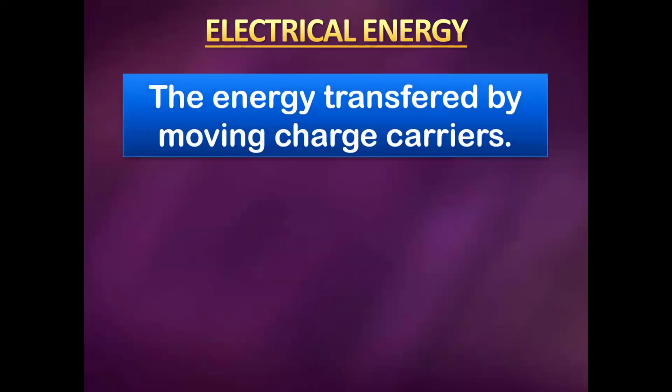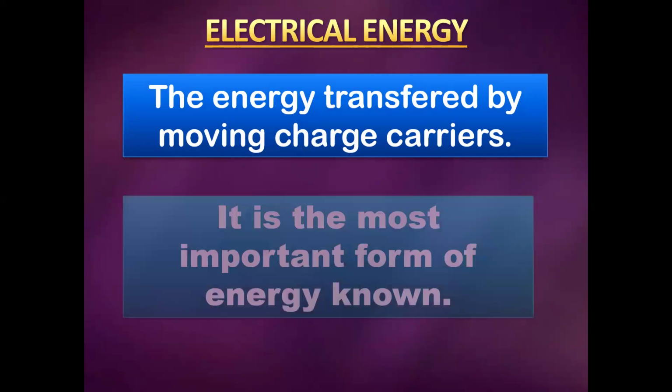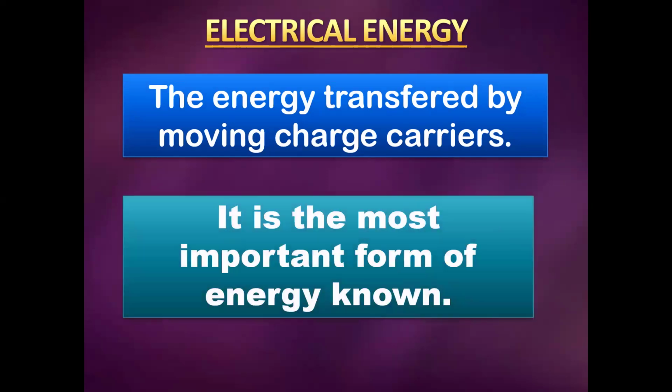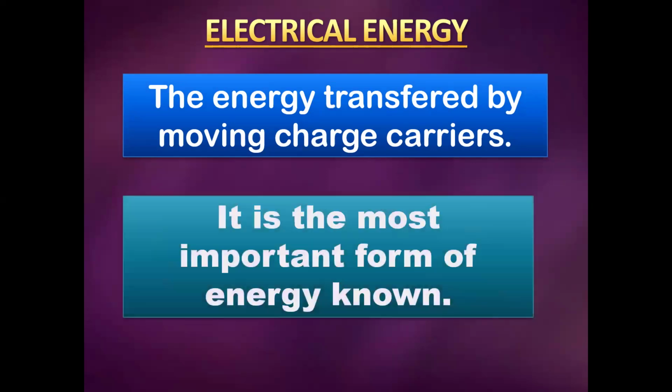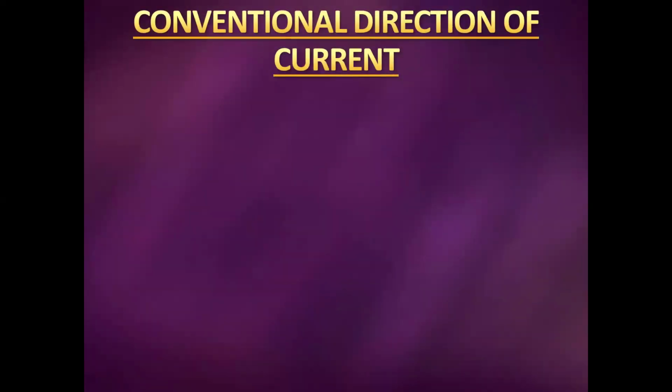What is electrical energy? In physics, multiple energies are there: heat energy, chemical energy, electrical energy. The energy transferred by moving charge particles. So this is the definition. What is electrical energy? It is the energy transferred by moving charge particles. Now, charge carriers are energy carriers. We already have discussed that.